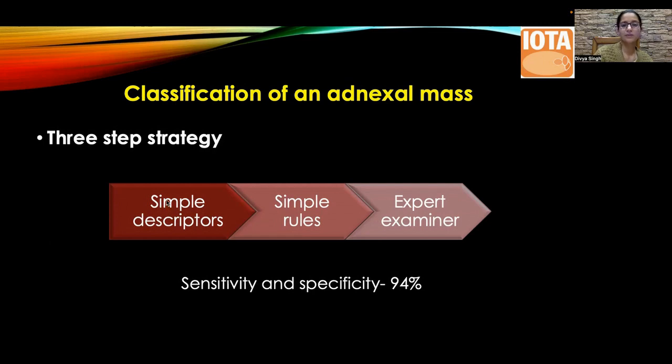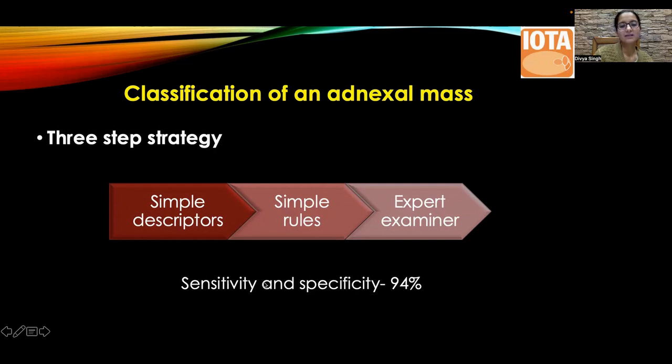If the simple descriptors do not apply, you move and try to apply the B and M simple rules. Even if those don't apply, then you can either refer the patient to an expert examiner, or now there is an option of using a risk prediction model, that is ADNEX, which can be used, which I will discuss shortly.